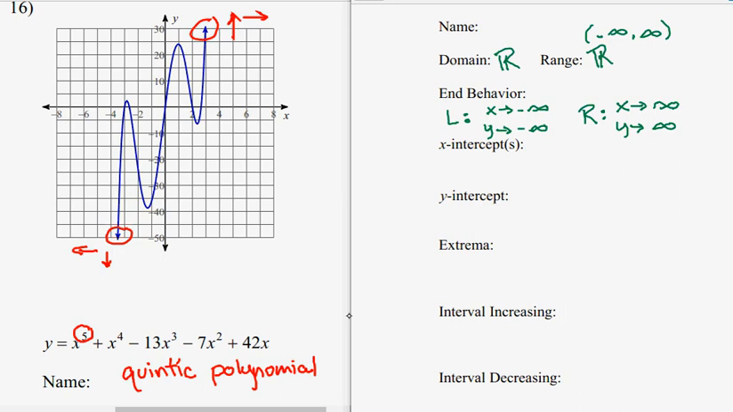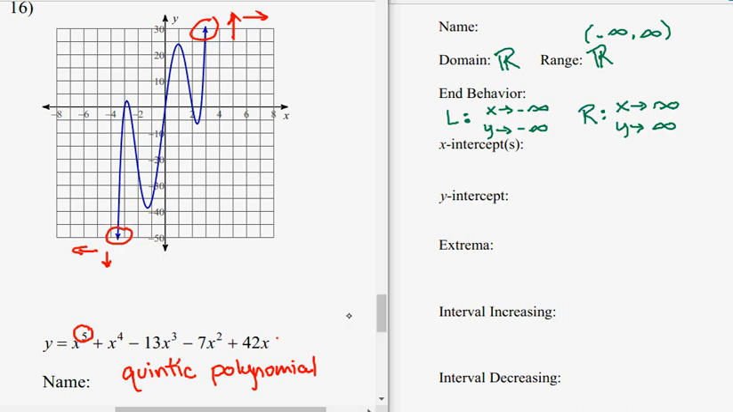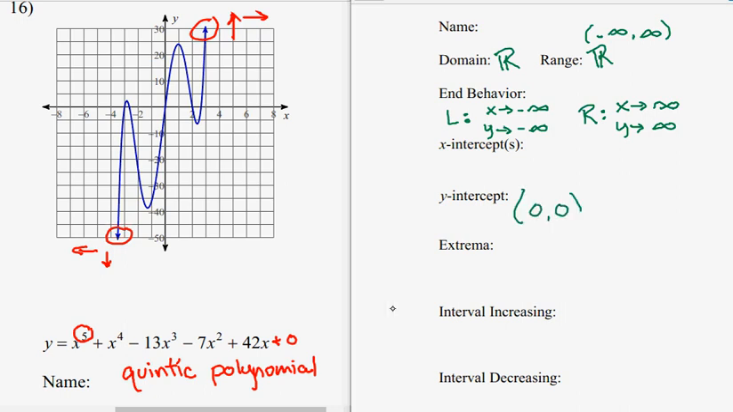Where's the constant term? Usually comes after the linear term, right? Well, what's over here? Bunch of nothing. That means that the y-intercept is 0, 0. All right, that means that also an x-intercept would be 0, 0, right? Because if that's where it crosses the y-axis, it's also crossing the x-axis there. So it's both an x-intercept and a y-intercept.